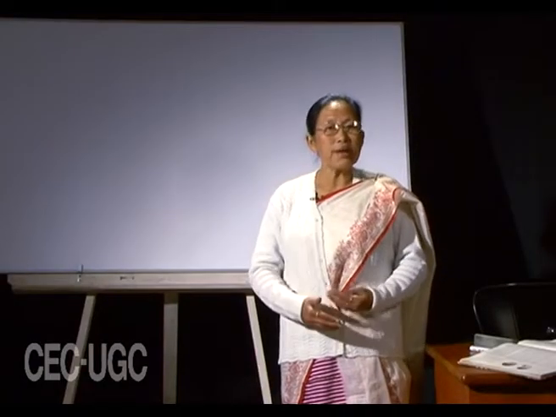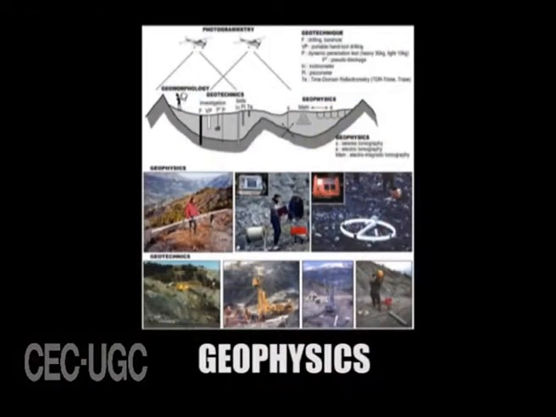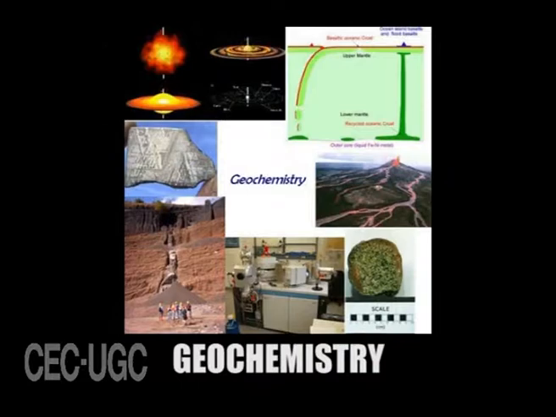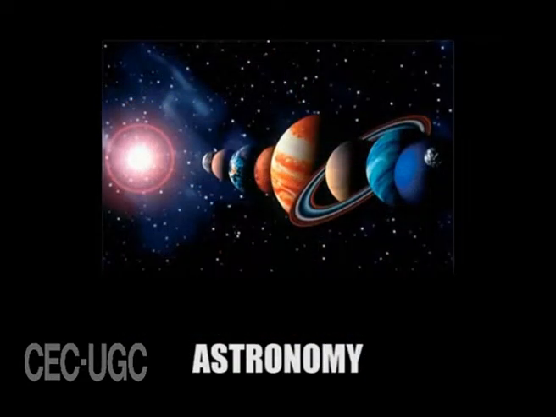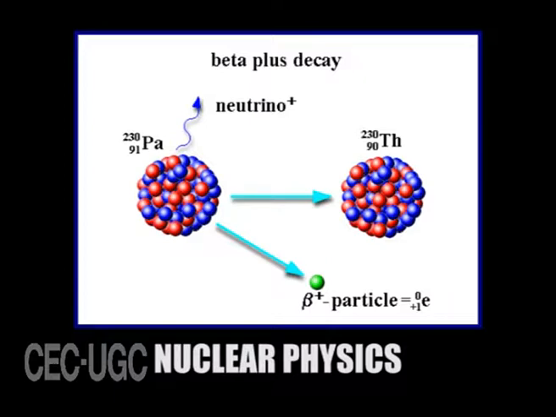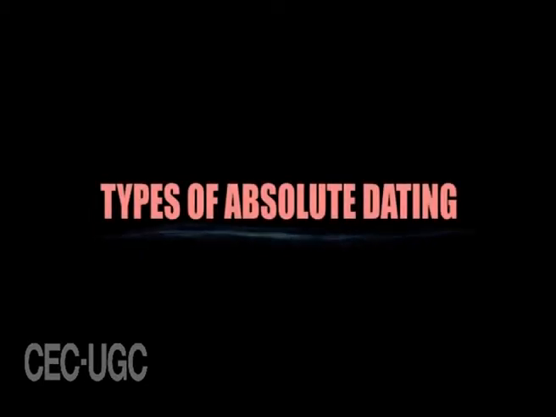It also demands the help of sciences like geophysics, geochemistry, astronomy, nuclear physics, etc. There are different types of absolute dating methods.